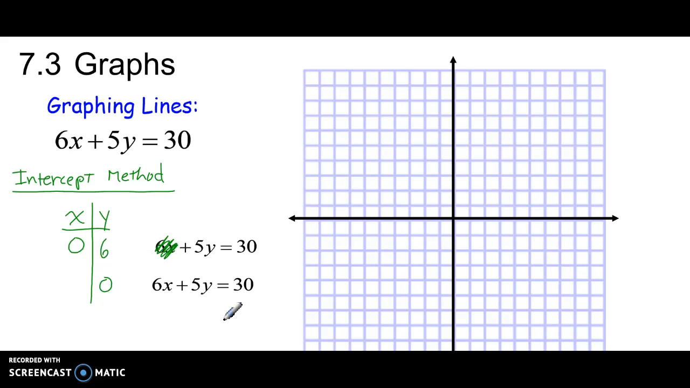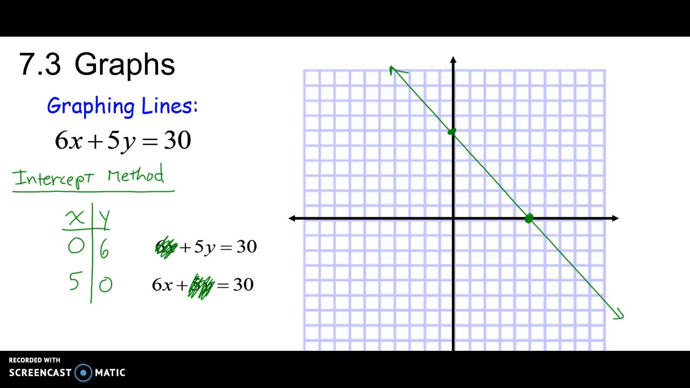Reverse it, plug in 0 for y, and this part drops out. 5 times 0 is 0. The equation 6x equals 30. Most people solve that in their head. 30 divided by 6, they get 5. And if you're graphing lines, all you need are 2 points. If you know it goes through the point 0, 6, and you know it goes through the point 5, 0, all you have to do is get a ruler and connect those two points with a line, like that.